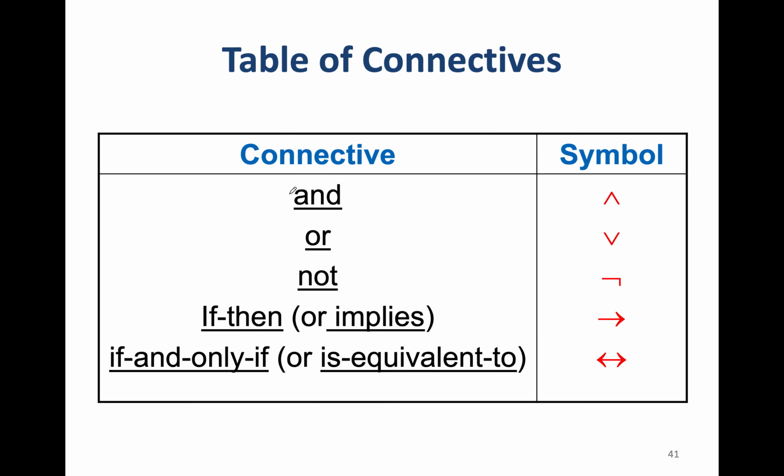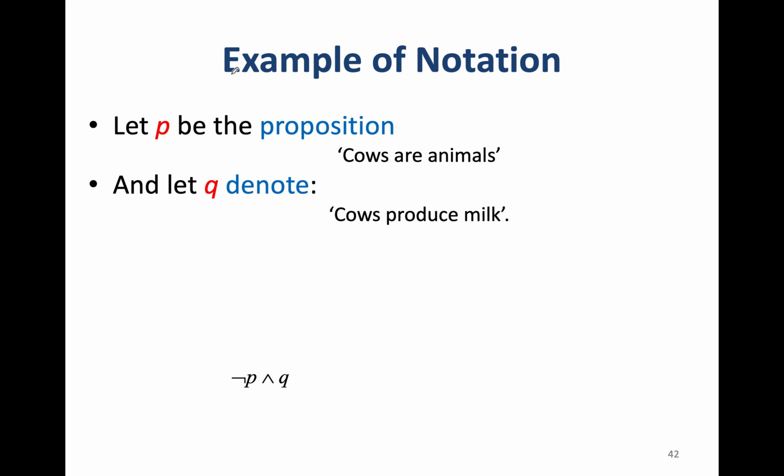Each connective has a special symbol, which is an arrow pointing up or an arrow pointing down. As you can see here, if-then or implies is a one direction arrow. If and only if, or is equivalent to, is a two direction arrow. Now let's see this proposition so we can see how we can write its notation.